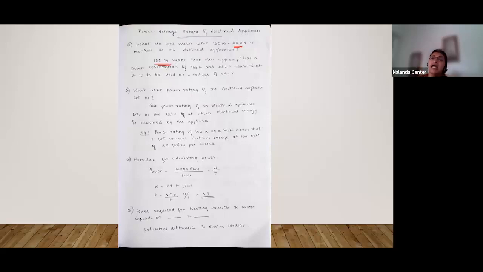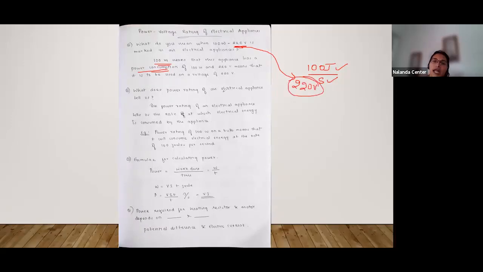It means that the appliance is going to have a power consumption of 100 watt, which means it is going to consume 100 joules of electric energy in 1 second. It also means, what does 220 volt mean? It means that it works best at a voltage of 220 volt.